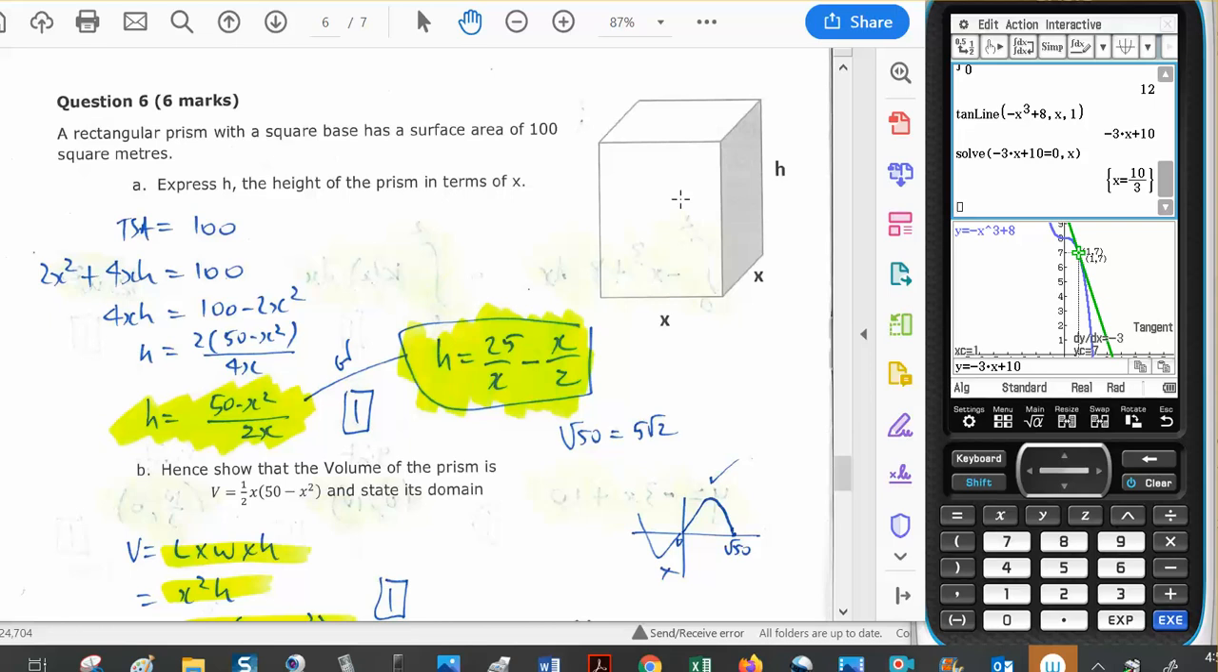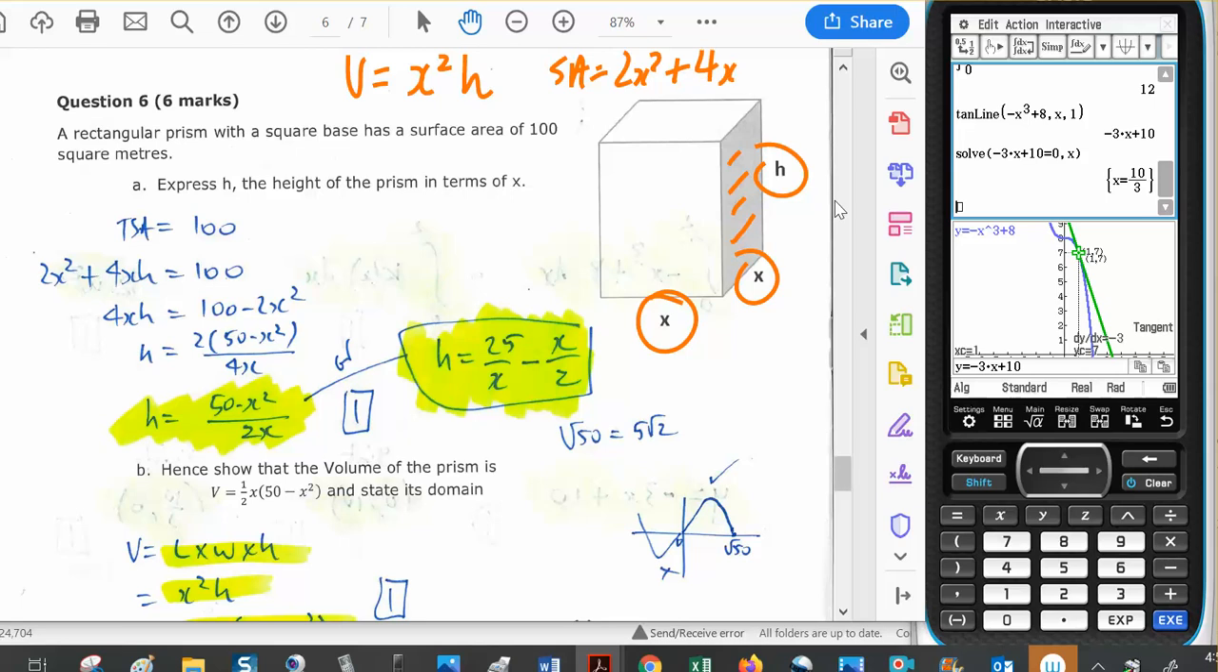Question number 6 in the 2021 calculus topic test. Okay, so I have a rectangular prism, x times x times h. So V equals x squared h, and surface area equals 2x squared plus 4xh. I know those two things from my formula sheet. So let's now read the question.